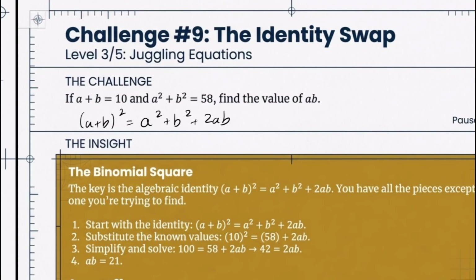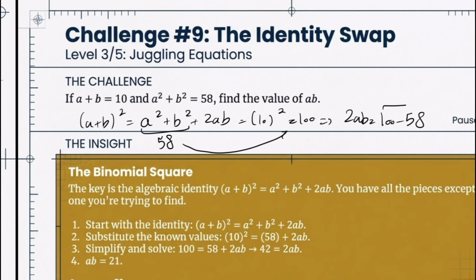So at this point, I already know a plus b is equal to 10. It means that a plus b to the power 2 is equal to 10 to the power 2, which is 100. Then I know a to the power 2 plus b to the power 2 is 58. So the only thing I have to do is move this number to the other side. So my 2ab equals 100 subtracted by 58, which is 42. So 42 is equal to 2ab, so my ab is equal to 21.